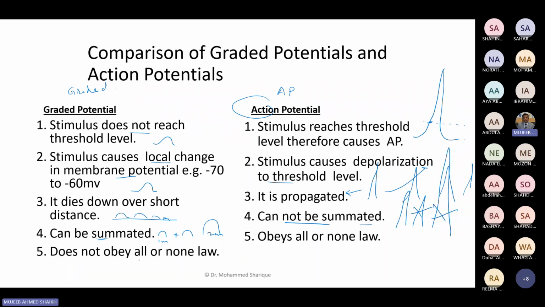Does a graded potential obey the all-or-none law? No, it will not obey. A small current gives a small change; a big current gives a big change. Here, it obeys all or none: either threshold and action potential, or no threshold and no action potential. This is called the all-or-none law. The all-or-none law is for action potential.